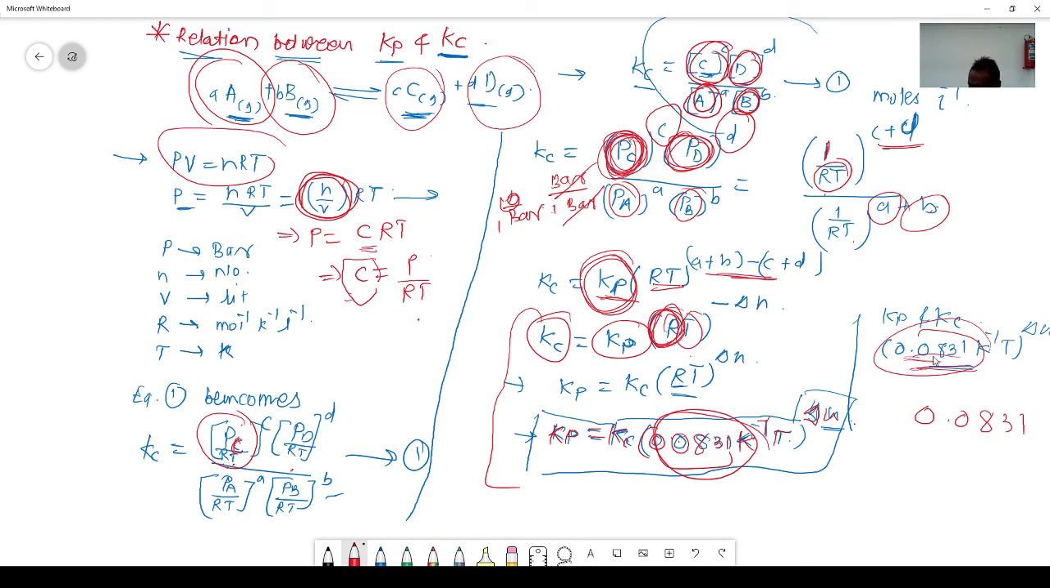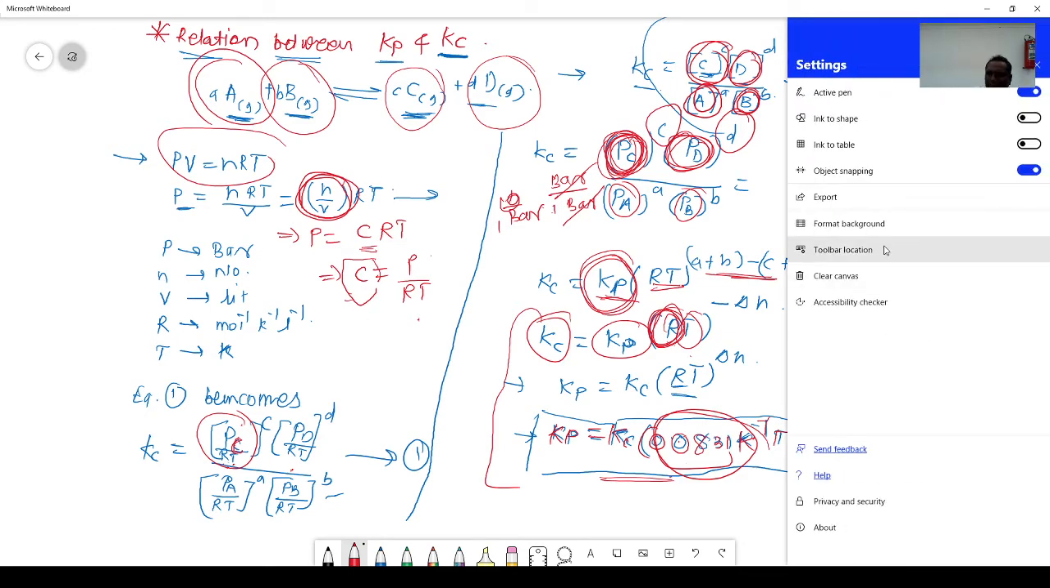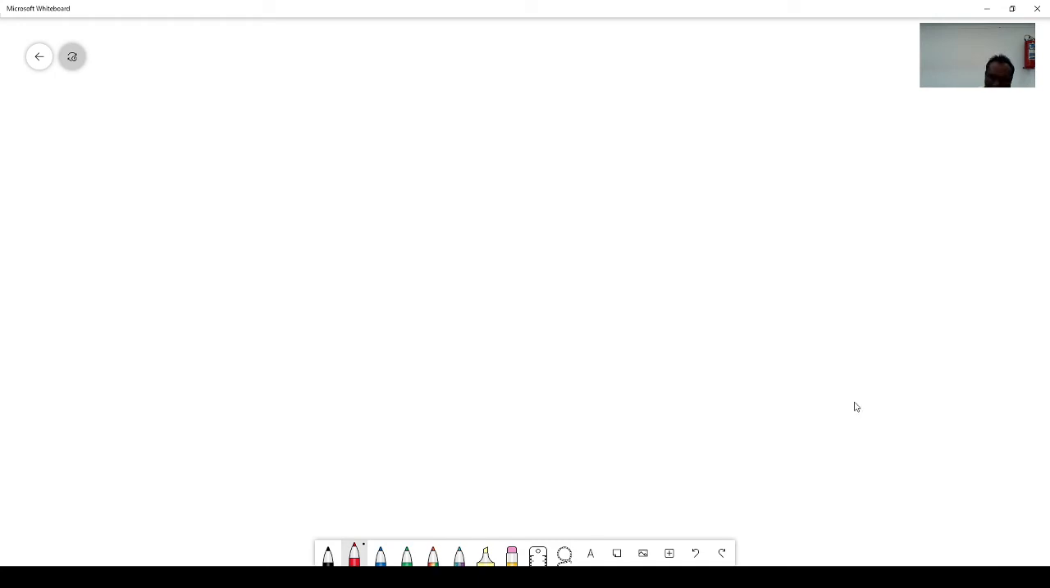0.0831 per degree Kelvin, that is the molar gas constant value. It is the dimensionless value, right? There are other ways of expressing this R value, but in this case we are expressing it as 0.0831 per degree Kelvin. Remember this equation, right? Now, what we will next learn is the molecular interpretation of equilibrium constant.